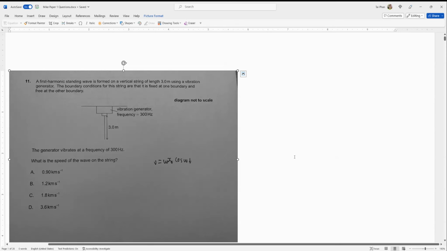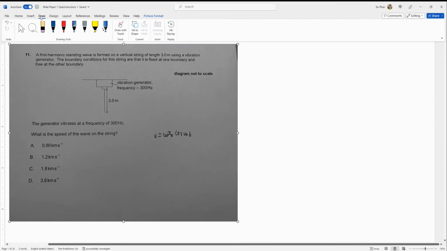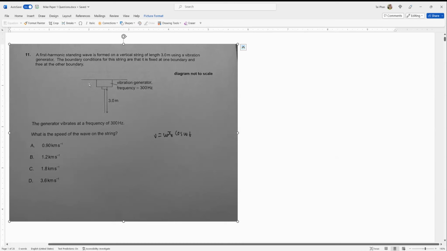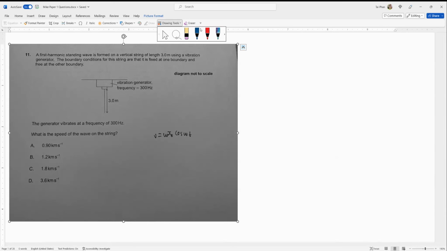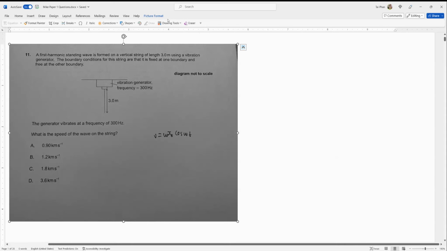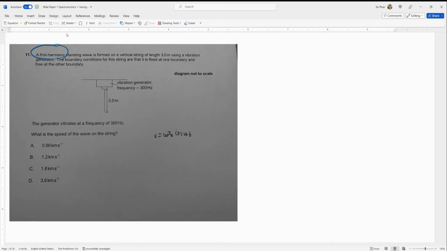Solutions for some questions in Paper 1, which are difficult. The first question: we have a vibrator attached to a ceiling. At the bottom of this vibrator there's a string, and there's a wave generated by the vibrator on the string. It is very important to pay attention to the phrase here: the first harmonic of the standing wave.